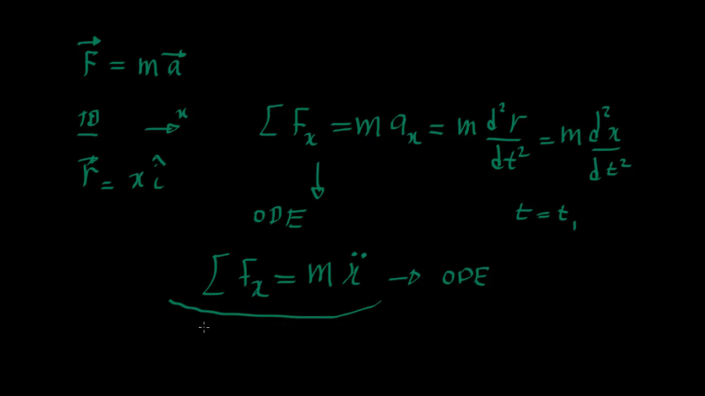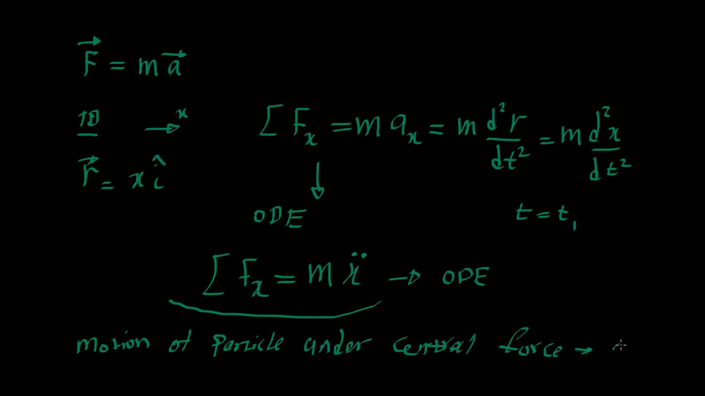The only time that we had a differential equation in this course was when we were studying the motion of a particle under central force. That was the only time that we had such an equation. We derived the equation for a planet orbiting the Sun, or a satellite orbiting Earth, or any particle basically under a central force. We derived an ODE, a differential equation, and we saw how we can solve that.